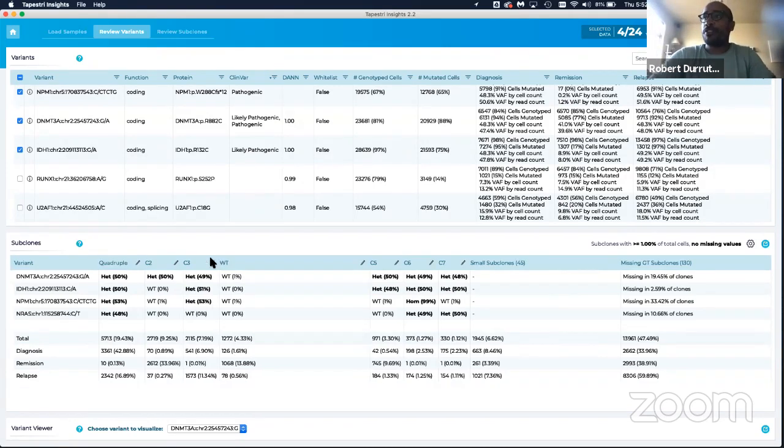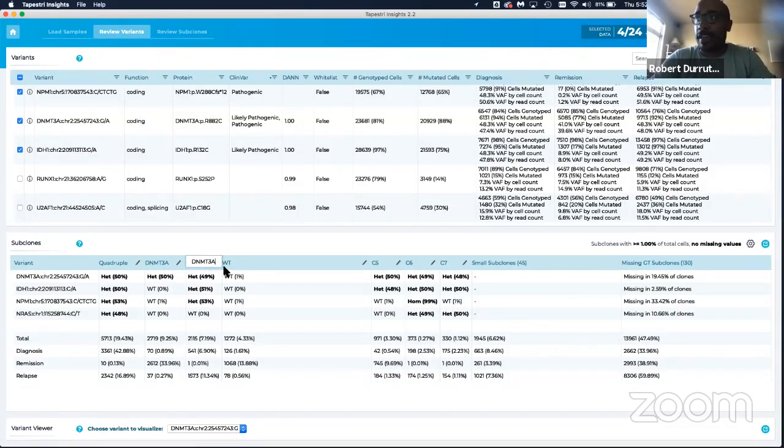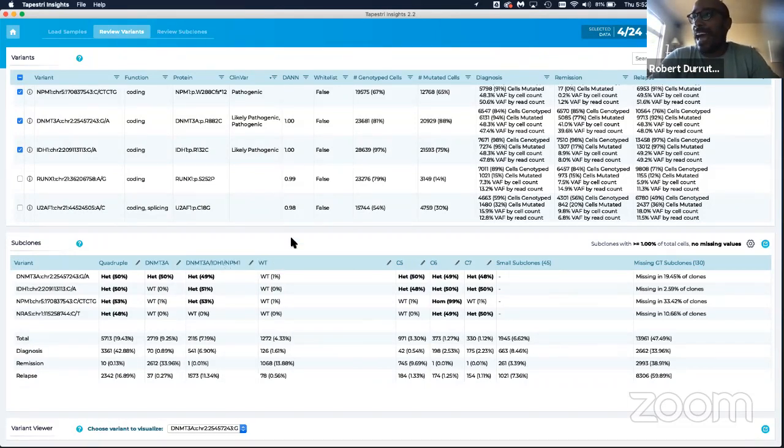I'm going to call the clones based on the pattern that I see. Again, the clones are the result of 2 things: the co-occurrence pattern of the 4 mutations across all cells, and secondly, the zygosity changes. DNMT3A seems to be a potential founder clone because it's single mutant for that variant. We have a triple mutant clone, DNMT3A, IDH1, and NPM1. We have a wild type clone.